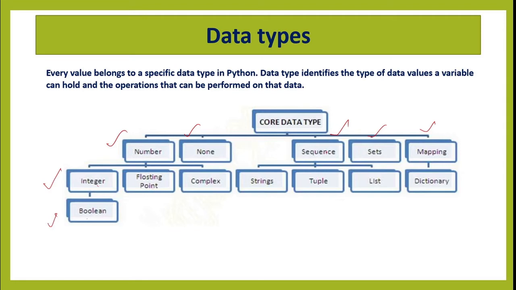In the sequence data type there are 3 divisions: strings, tuple and list. The data type set is also single only. The next data type is mapping. It has only one type, that is dictionary.